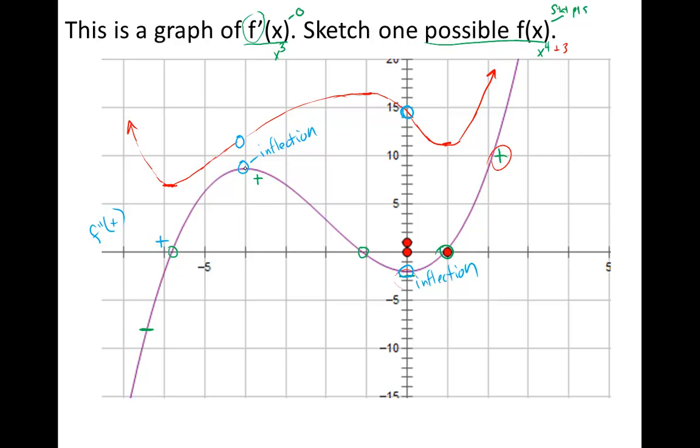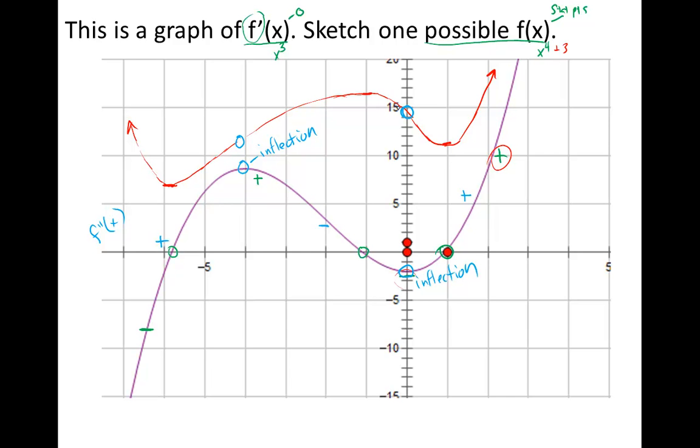After this point, from this inflection point to that inflection point, I've got a negative slope, right? It's varying degrees, but a negative slope everywhere between here and here, which means a negative second derivative, and therefore concave down for my original function. And then after this point, again, I'm back to a positive slope. A positive slope means a positive second derivative, and therefore concave up for my original function. And so there we've put everything together, and we've created one possible f of x.